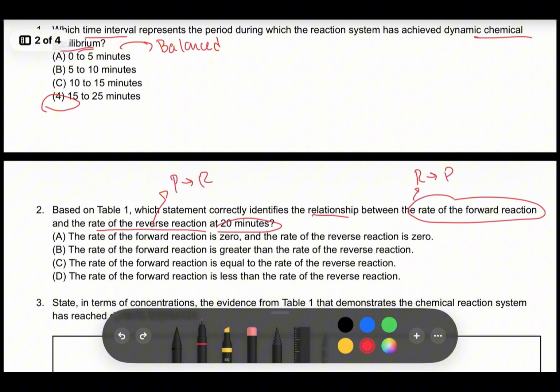Since it's at chemical equilibrium, that means that the rate of the forward reaction and the rate of the reverse reaction are going to be equal to each other. So our answer is going to be C. The rate of the forward reaction is equal to the rate of the reverse reaction.